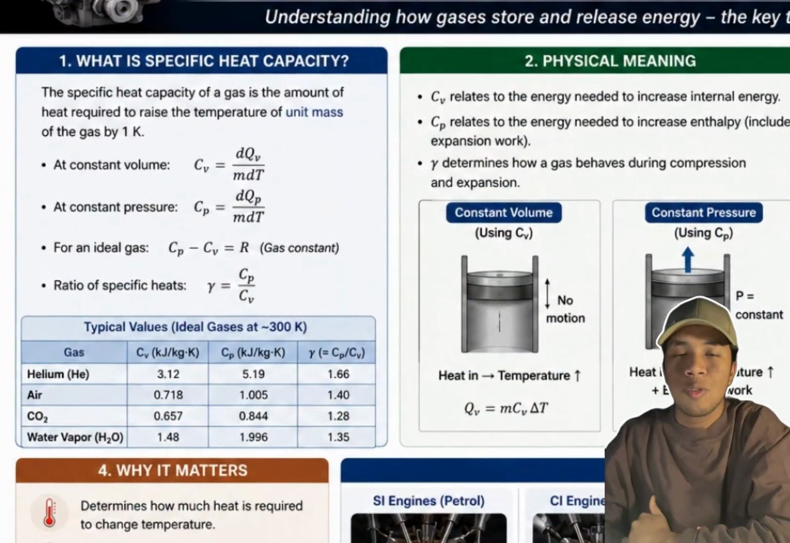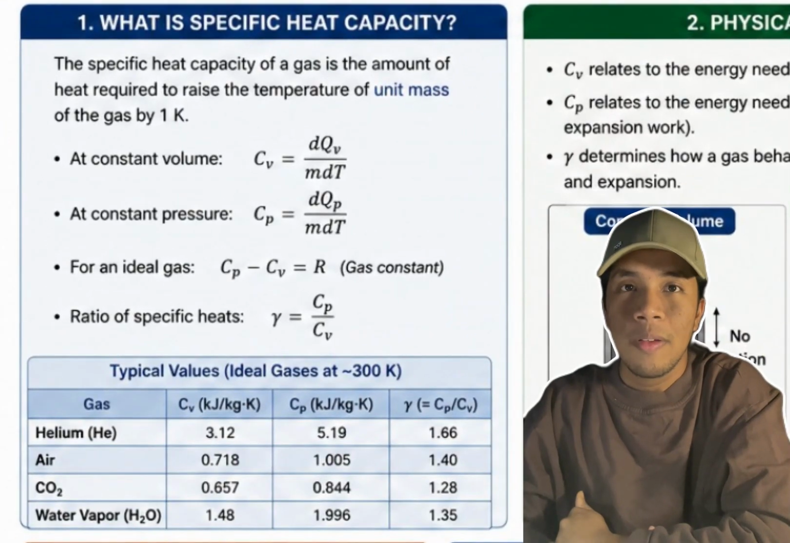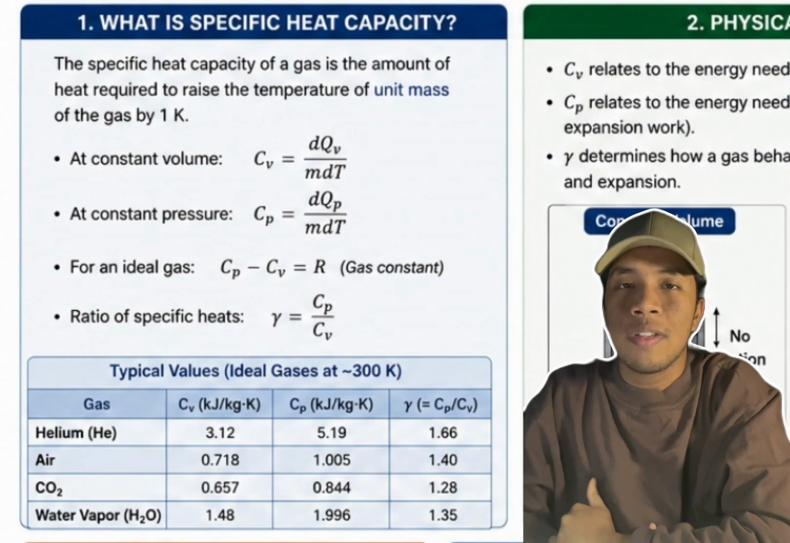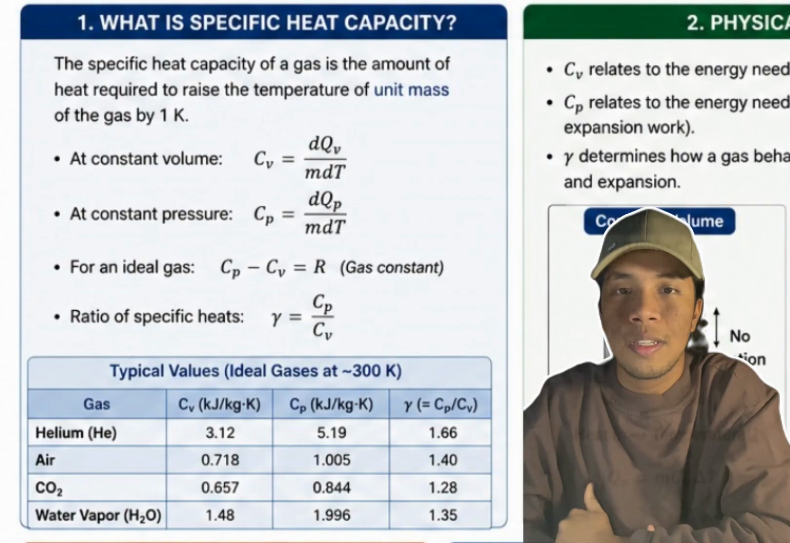For gases, we have two important values: Cv, which is specific heat at constant volume, and Cp, at constant pressure. For an ideal gas, Cp minus Cv equals R, while their ratio is called gamma, where gamma equals Cp over Cv. These properties describe how gases respond when they are heated, compressed, or expanded. Now Asyraf will explain their physical meaning and role in heat engines.